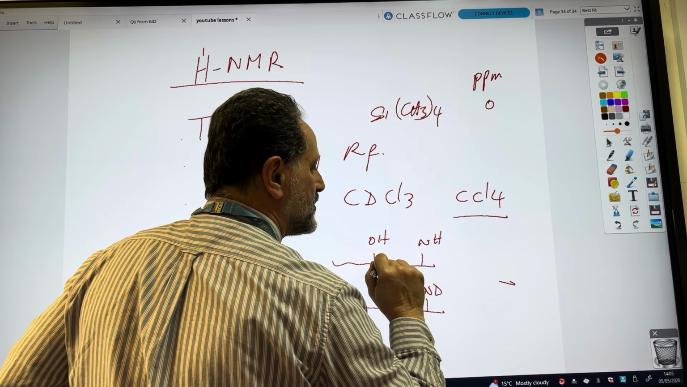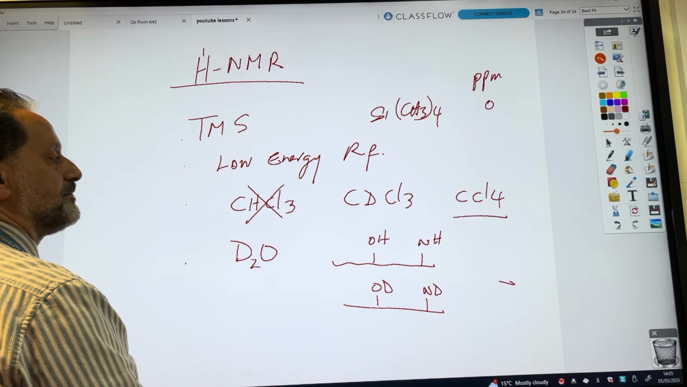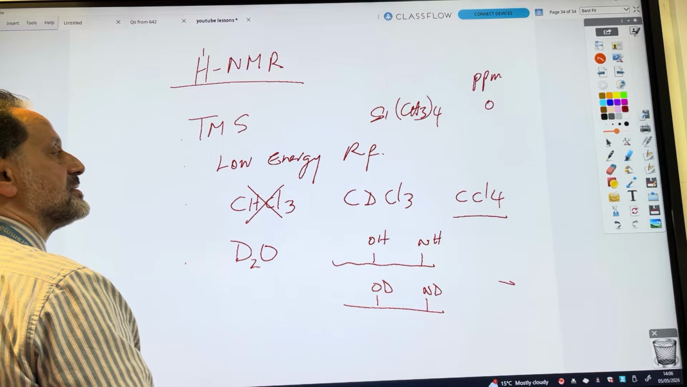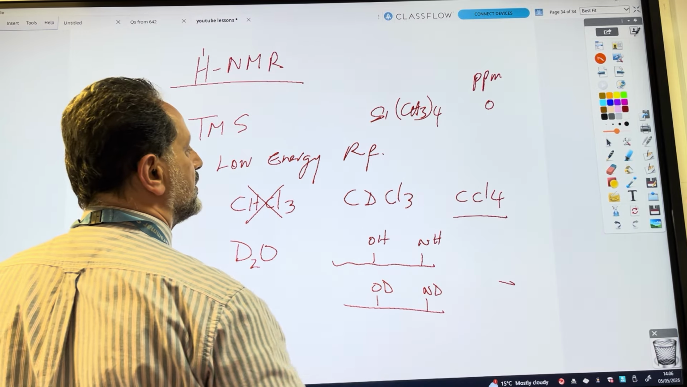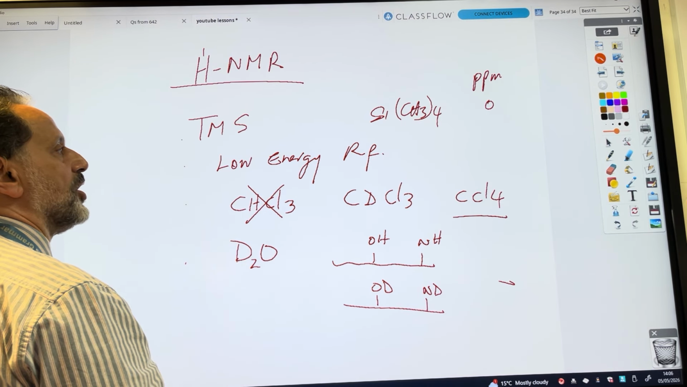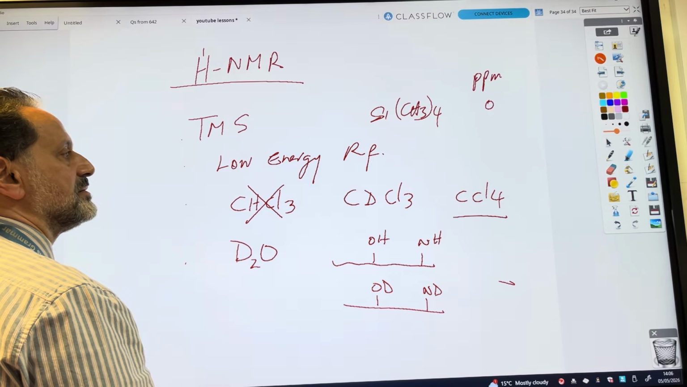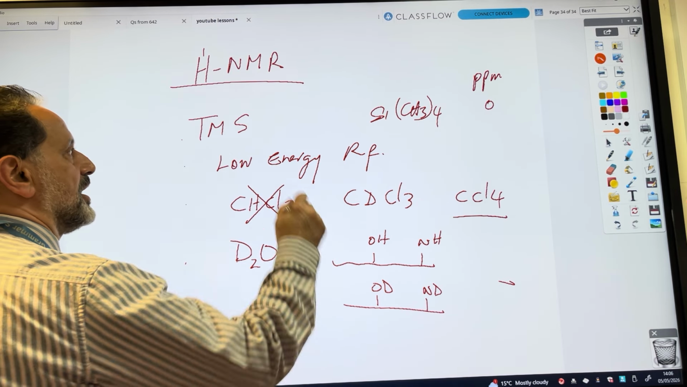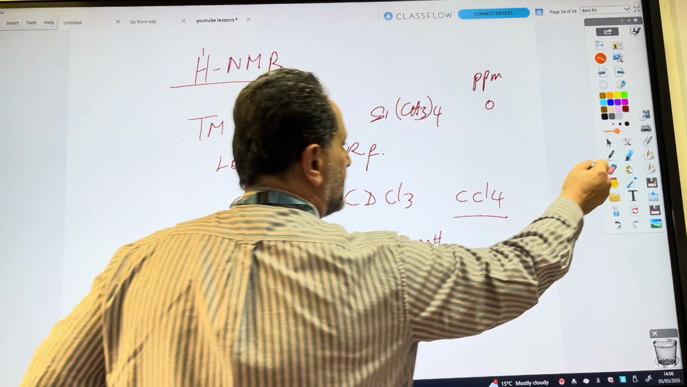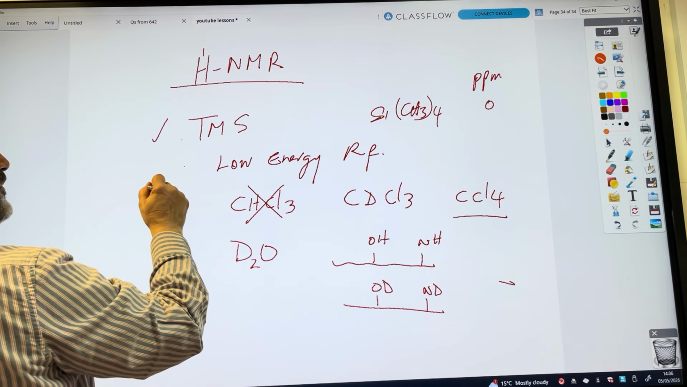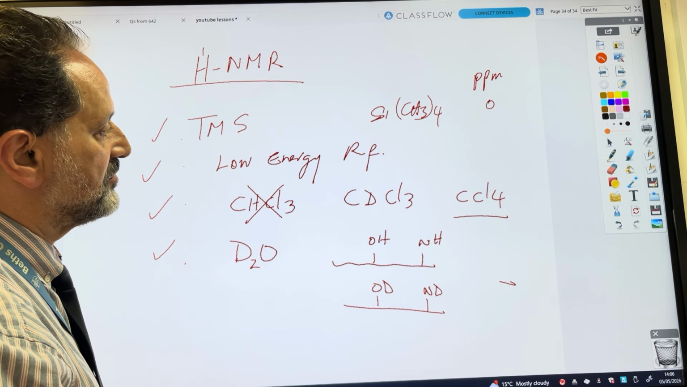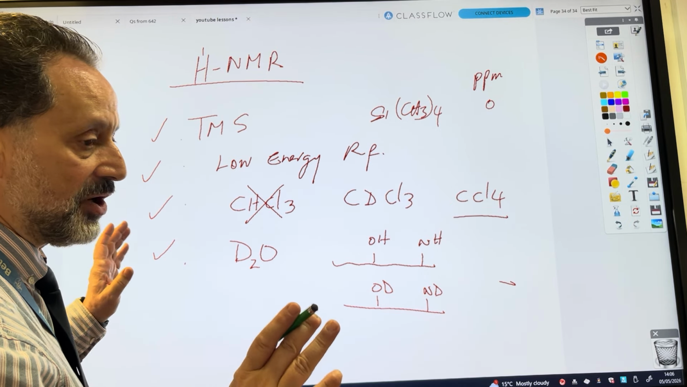All right? So the use of deuterium oxide, the use of deuterated solvents or solvents without any protons, radio frequency as a source of energy, and also internal standard tetramethyl silane. Each of these, when asked, you probably tick them off, 1 mark each. All right, so this is before we actually do the analysis. I hope that is clear.